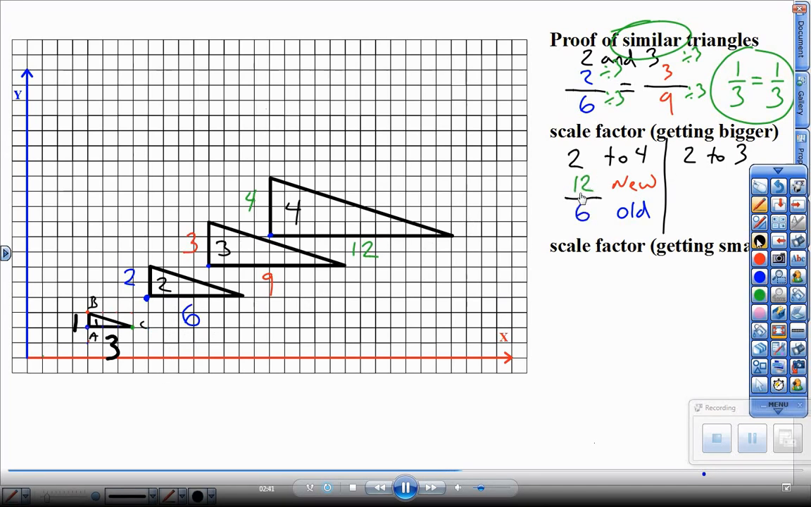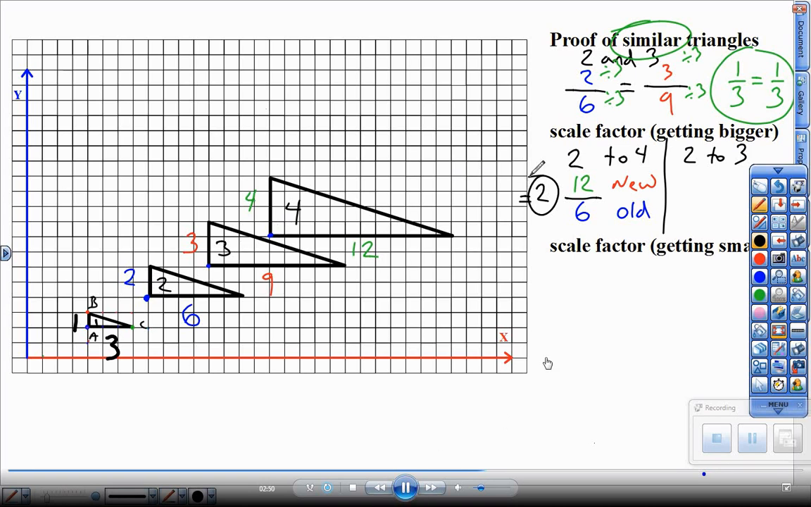And if I divide that, 12 divided by 6 gives me 2. And that makes sense, because this triangle doubled gives me these lengths. 2 times 6, doubled. Makes sense. From 2 to 4, the scale factor is 2. Everything doubled.